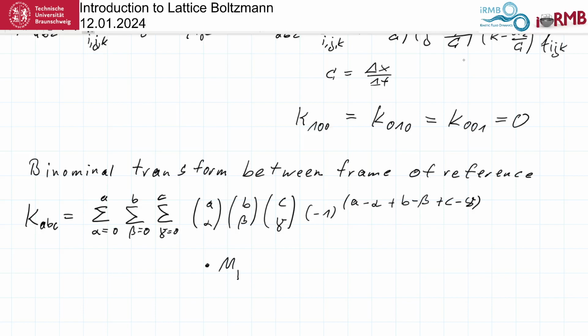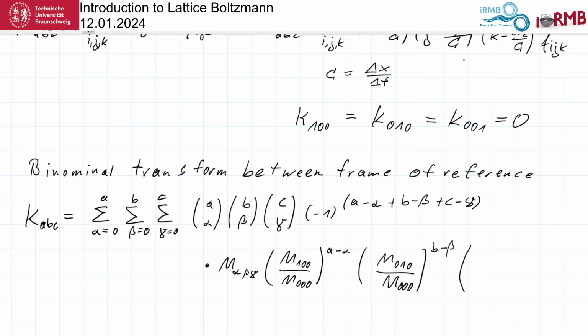With the raw moments M alpha, beta, and gamma, into M100. So this is the first moment, M100 divided by M000 to the power of A minus alpha, M010 divided by M000 to the power of B minus beta, and M001 divided by M000, and this to the power of C minus gamma.